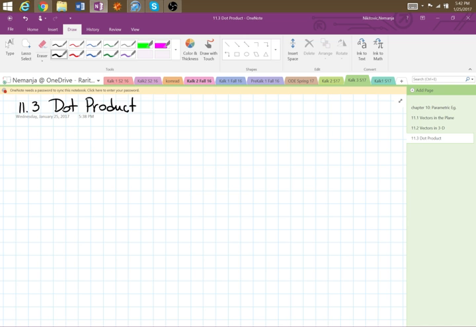This is class 3. We're talking about dot products, plural. I have to put that S there. Dot products.